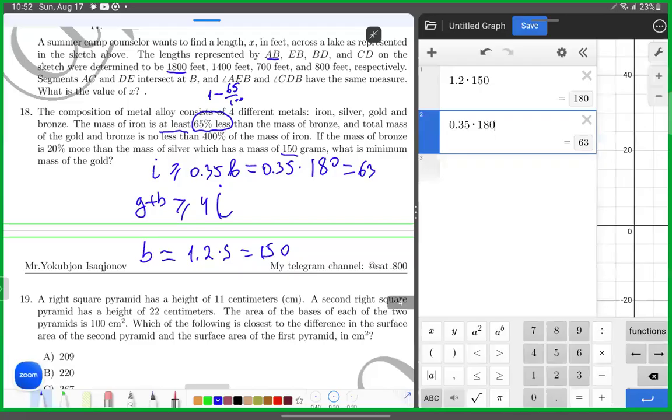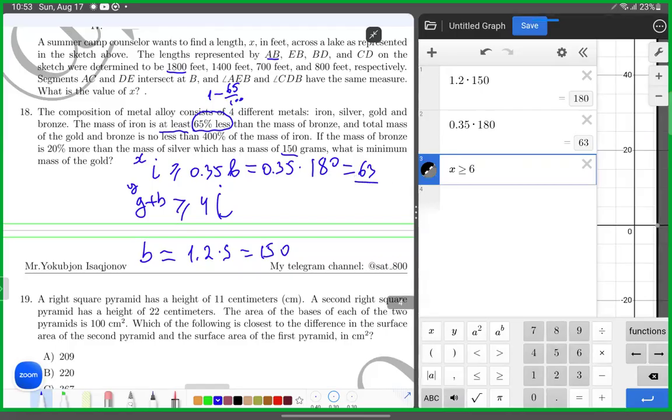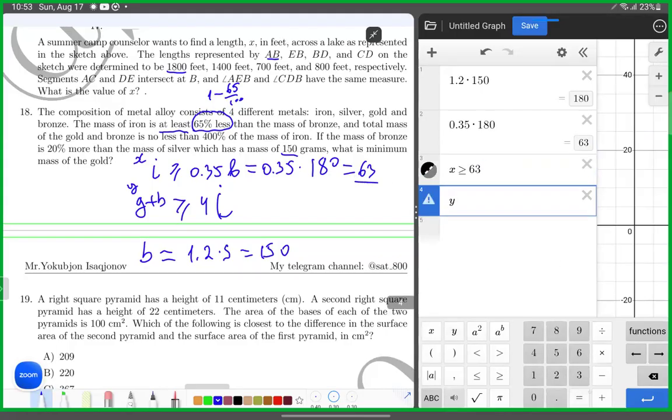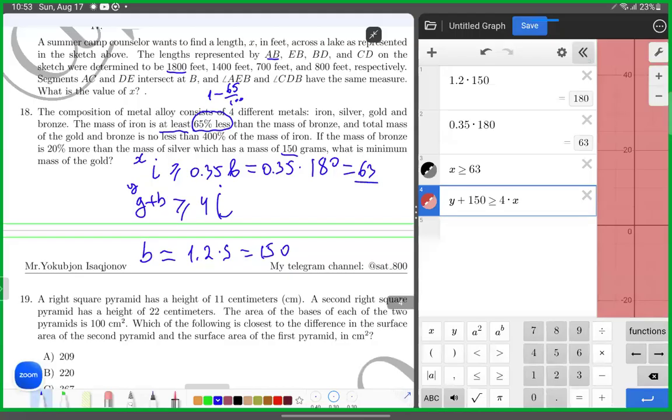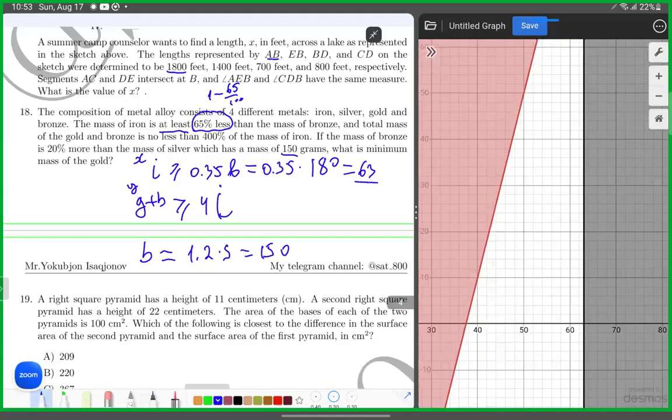Okay, now here you go. I will call iron X and gold Y. I need the minimum value of this. The first expression is X is greater or equal to 63. Another one is Y plus bronze, 150, is greater than 4 times the iron. Iron is X. Here you go. Now I need the intersection point of them.